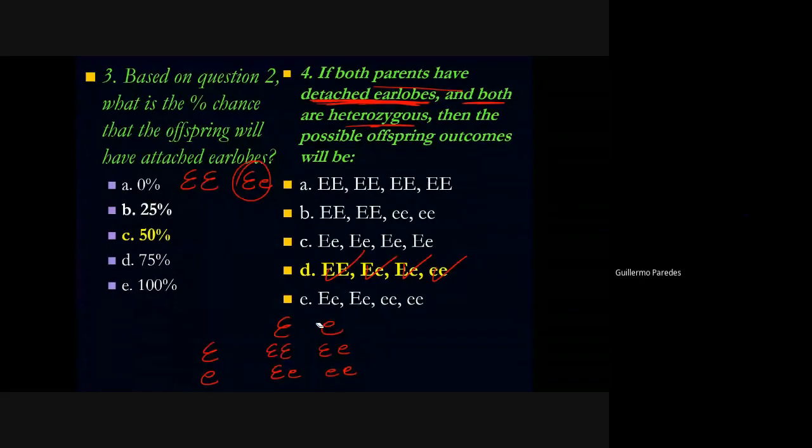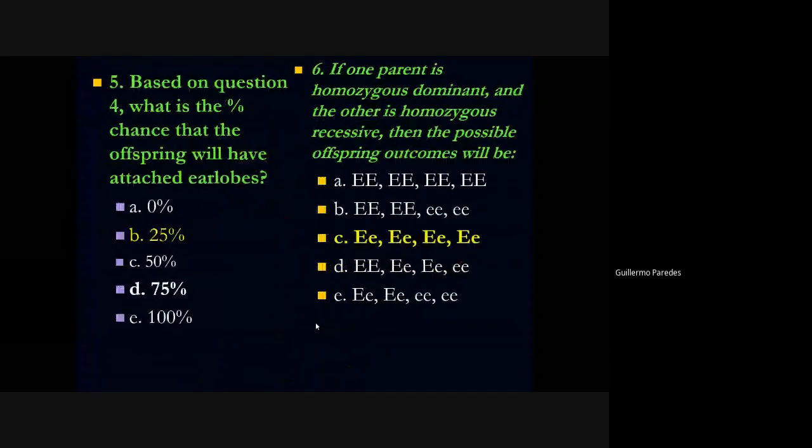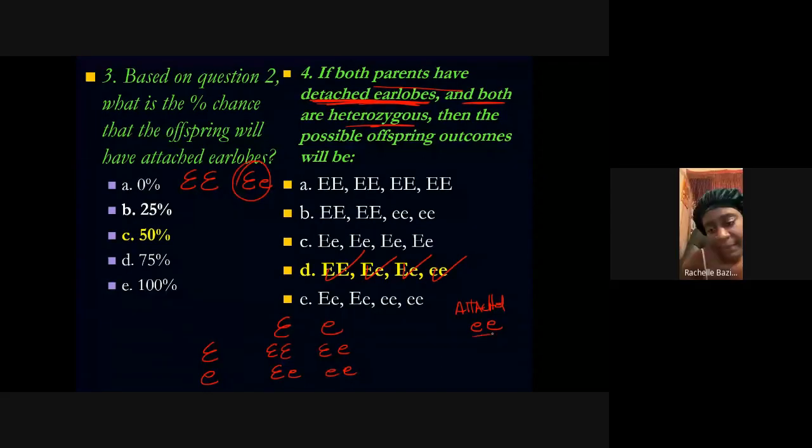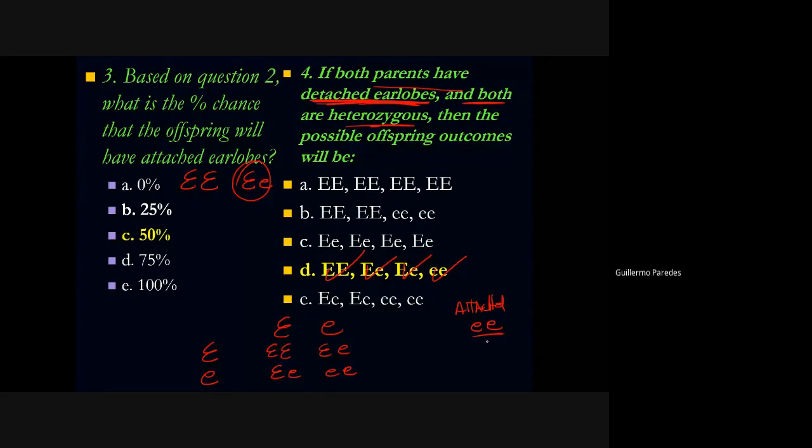Now, question number 5. Based on question 4, what is the percentage chance that the offspring will have attached earlobe? Attached earlobe is basically a recessive, right? It's going to be e and e, correct? There is no other option. This is homozygous recessive, so there is only 1 here. So we will have only 25%.